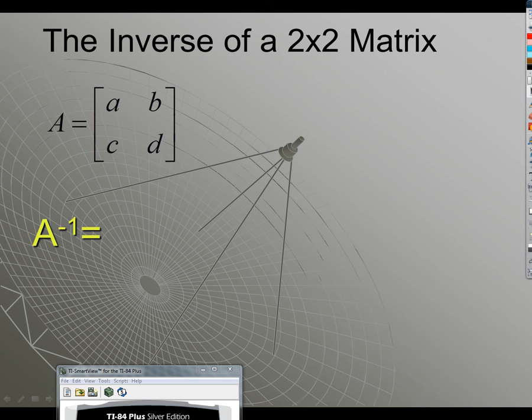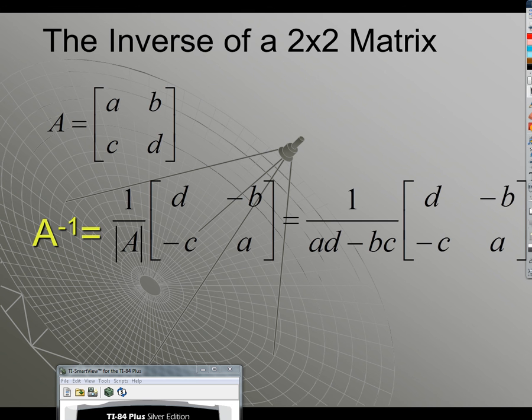The technique or method you use to calculate the inverse of a matrix is this. Now, it looks bad, but it's not horrible. It's always just the reciprocal of the determinant, so 1 divided by the determinant of the matrix times this 2 by 2 matrix. Now, what did we do to this? We started here and we ended there.